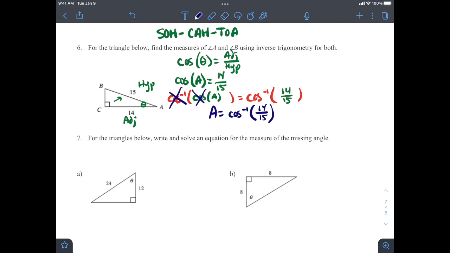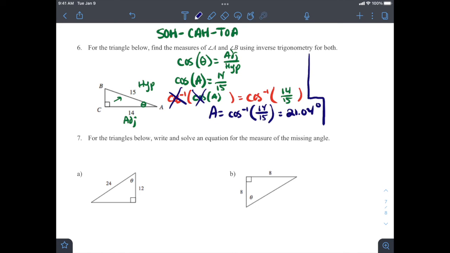Take a moment with your graphing calculator or calculator to try to find that arc cosine. If you do that, you should be getting that this is about 21.04 degrees. So if you need to pause the video in order to do that, you are welcome to do that here. But again, you should be getting 21.04 when you do that in your calculator.